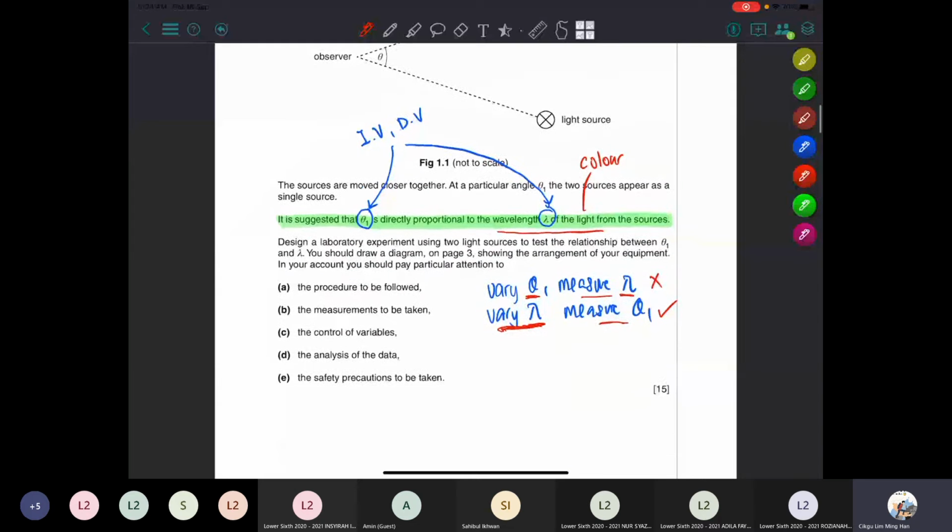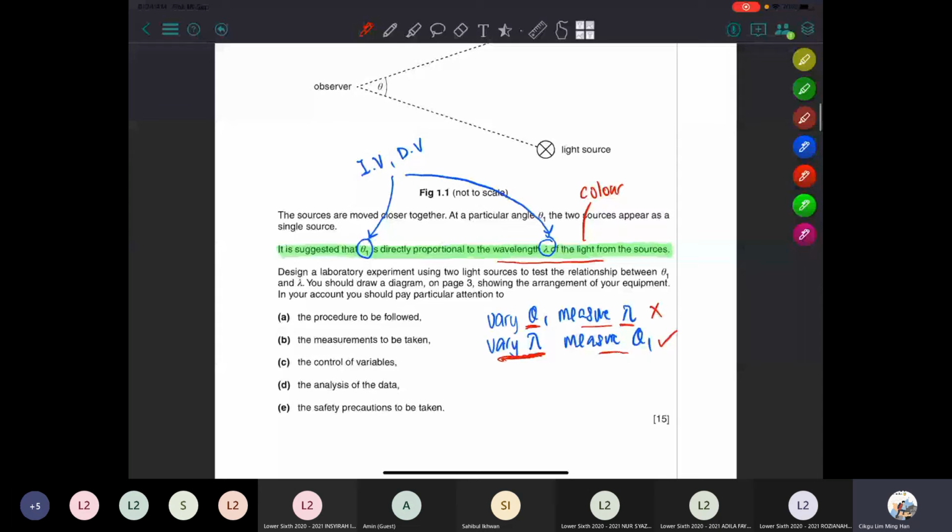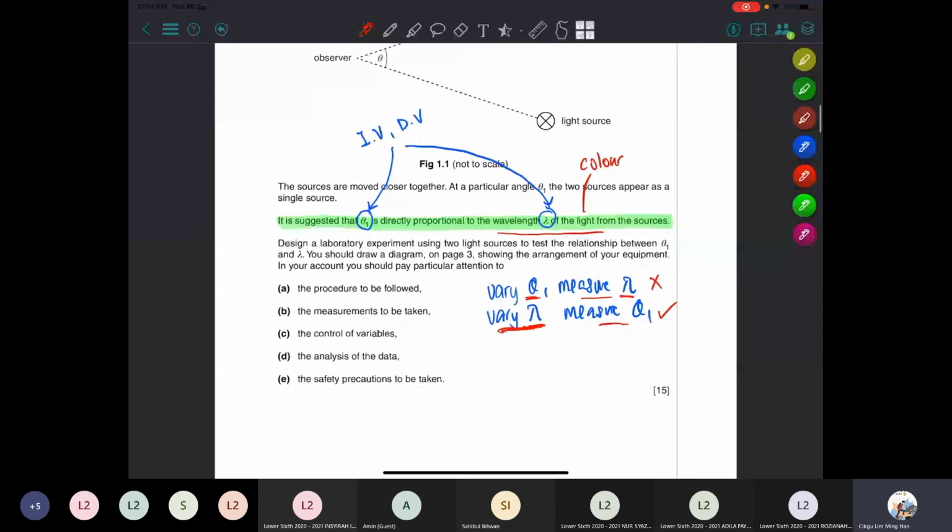Now, this question is a bit weird. We don't have any analysis statement here.